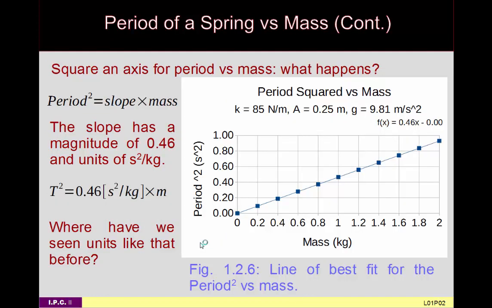And anytime you have a straight line, you can write y equals mx plus b. So the thing on the y-axis is period squared. b is the y-intercept, it goes through 0, 0. x is whatever is on the x-axis. So our equation is of the form period squared is slope times mass. So we've got to find the slope of this line, and then we have an equation relating period to mass. And in this case, the slope was actually given by 0.46 seconds squared per kilogram. So that might not be a unit that we've seen much of, but it actually turns out to be a familiar unit. So this is the equation with numbers in.